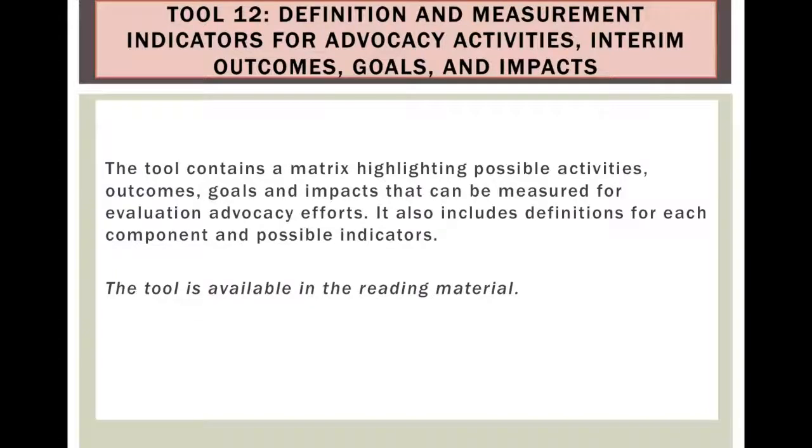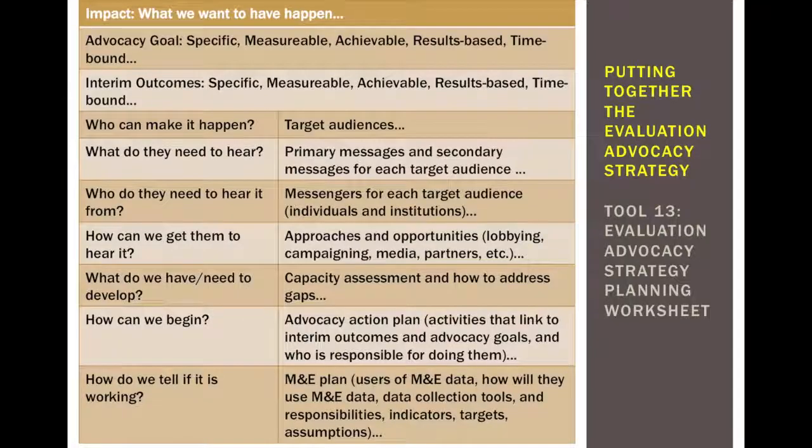Here, it will also be useful to look up Tool 12 in the reading material that provides definitions and measurement indicators for advocacy activities, interim outcomes, goals, and impacts. With this, we have now covered all the 9 questions for advocacy strategy planning. After answers have been collected for all the 9 questions, use this planning worksheet to organize the information and to develop your own evaluation advocacy strategy. This worksheet is also available in the reading material.